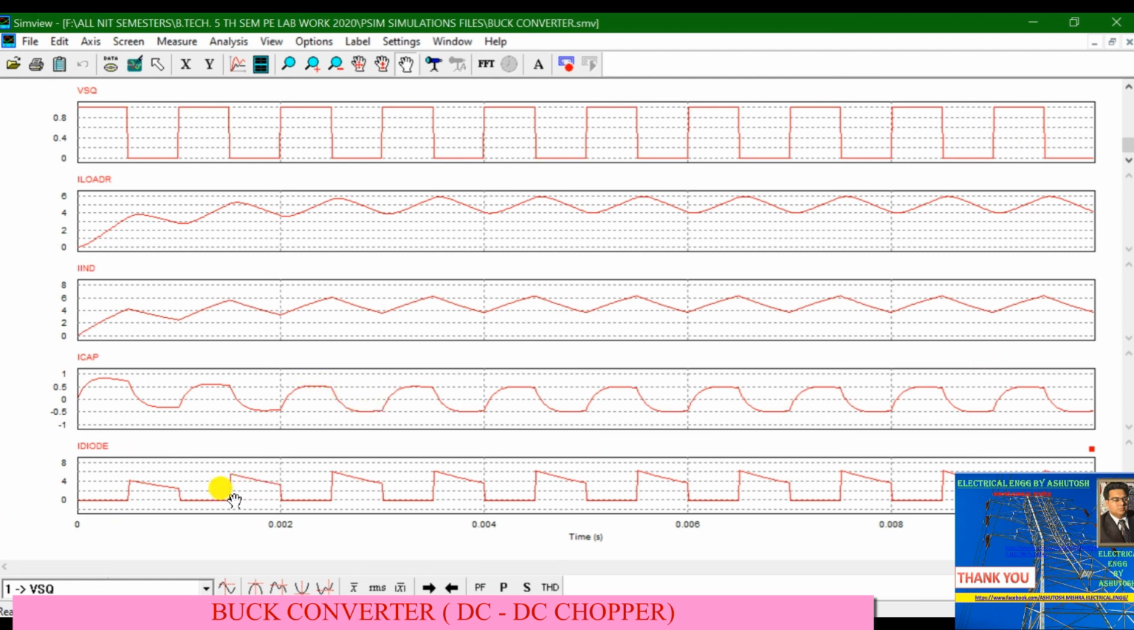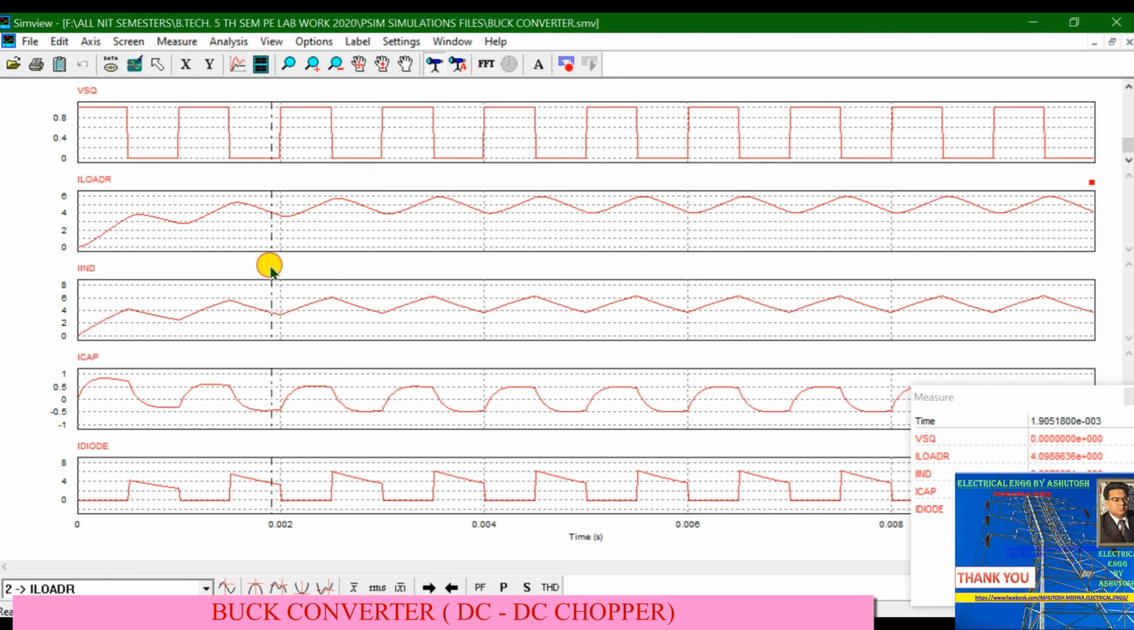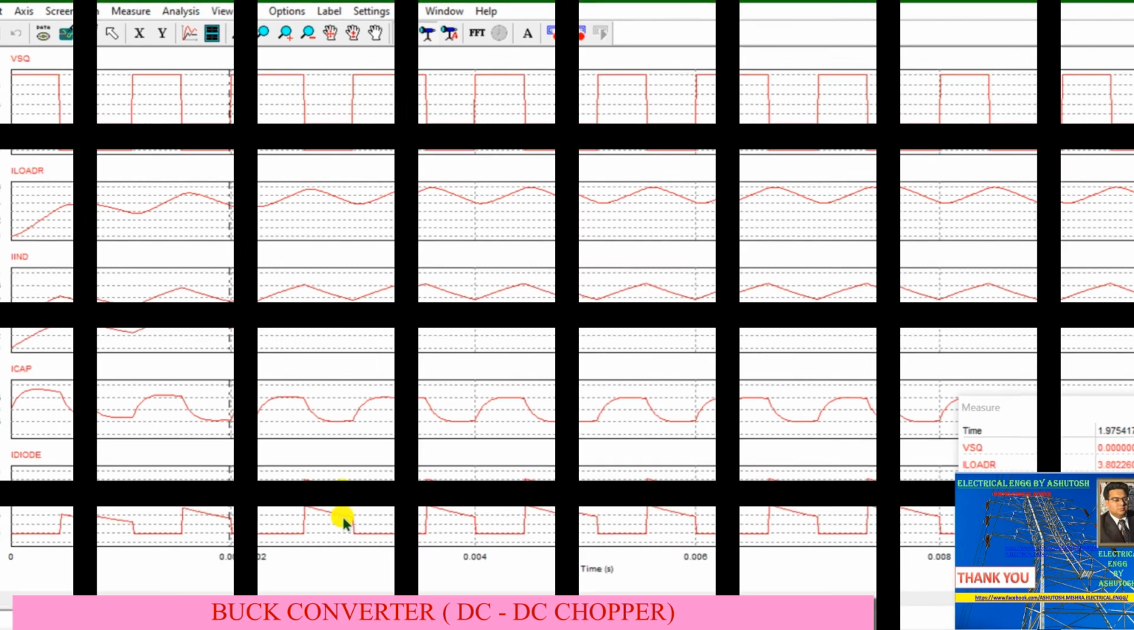As you can see, whenever the chopper is off, diode current flows. This is the off period, as you can see here. For measurement I am using the axis. So you can see here, this is the off period and this is the on period. I am putting the axis from here: this is the on period and this is the off period. So in this off period the diode current flows, and it flows like this, in this shape.